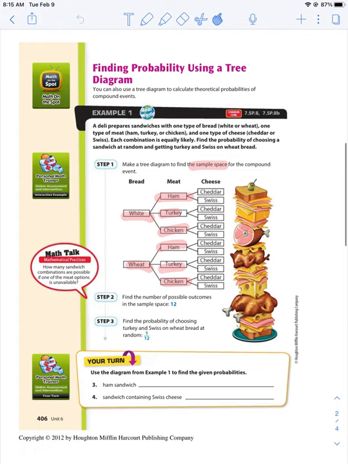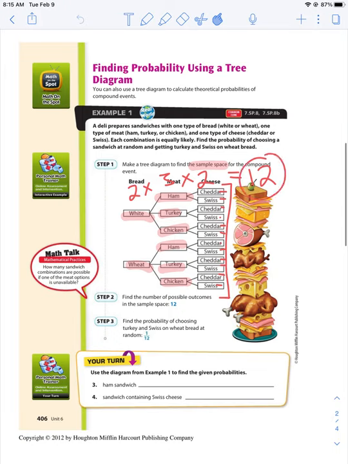So if we're looking at our total possible outcomes, we can count the numbers over here, or we could do 2 times 3, 2 types of bread times 3 types of meat times 2 types of cheese, which is 12. If we count them over here, 3, 4, 5, 6, 7, 8, 9, 10, 11, 12. It is also 12. So you can either count them individually or multiply 2 types of bread times 3 types of meat times 2 types of cheese.